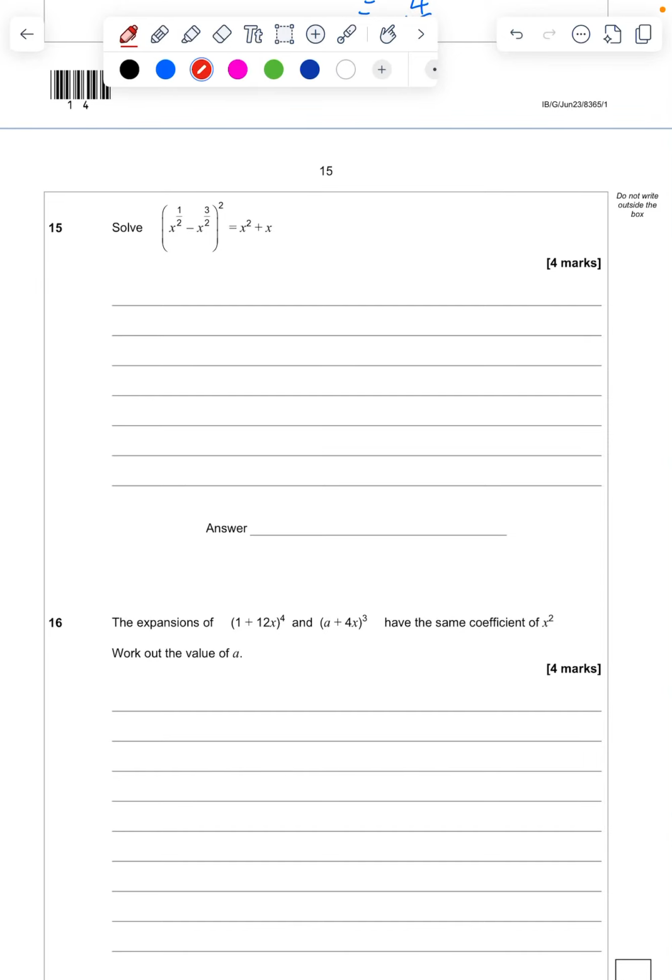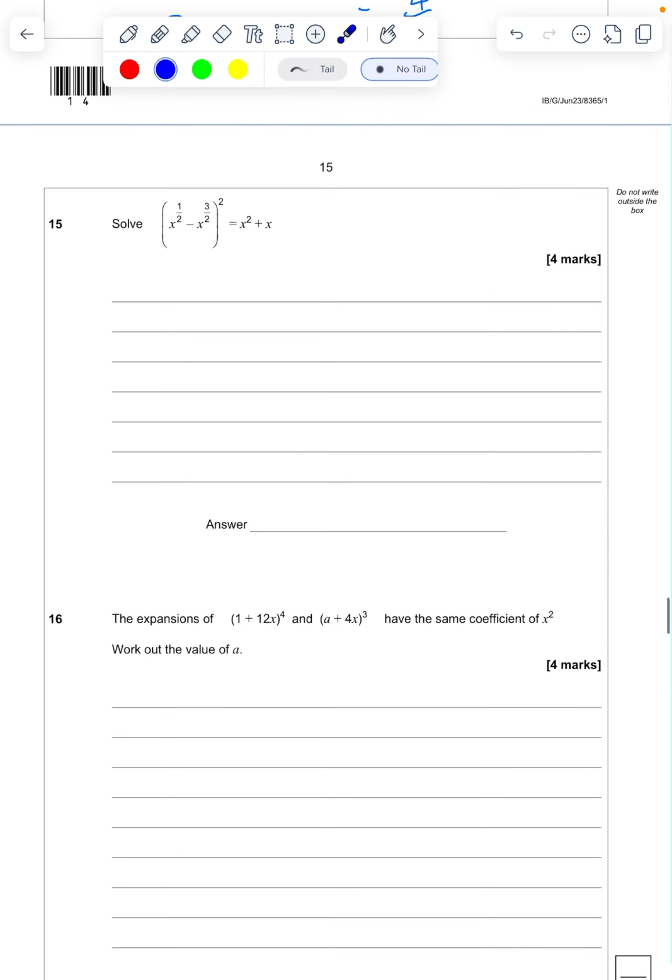Okay, continue on question number 15. You've got this here. Now, you want to solve this, you want to find the x values. You're given a bracket and you're squaring it. Let's just go and expand the bracket. That sounds pretty sensible to me.